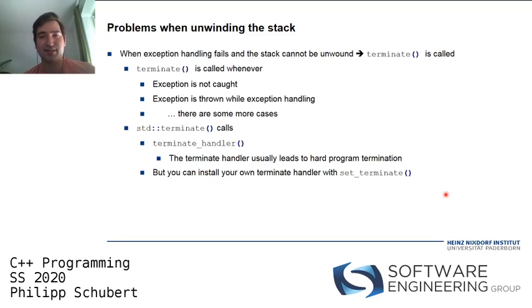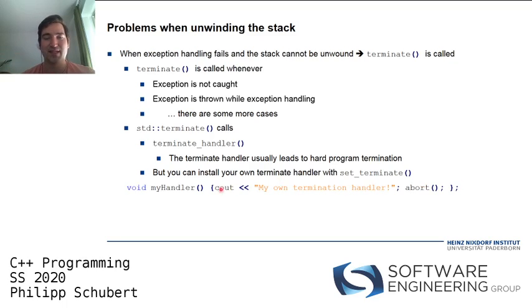But you can also install your own terminate handler with the set terminate function. Again, on the last few slides today, we will talk about function pointers, and that's one use of function pointers here. You can define your own function, your own terminate handler, which you just call my handler or whatever. I mean, you can choose the function name as you wish. And then maybe you just print my own termination handler, and then you call abort, which then completely kills off the program. And then you set the terminate handler, and you give it as a parameter the custom handler.